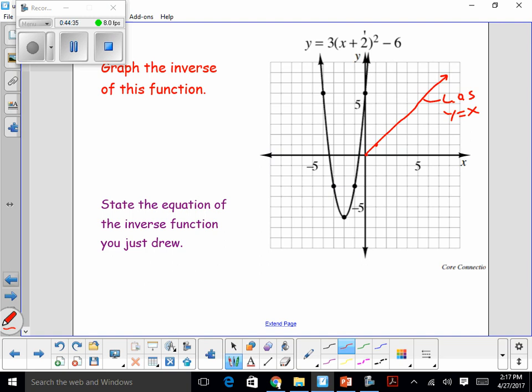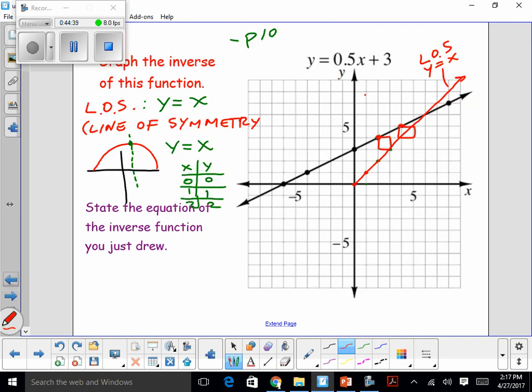Alright, let's back up to the original problem. If you're still drawing your line of symmetry, go ahead and do it. We actually get some answers.